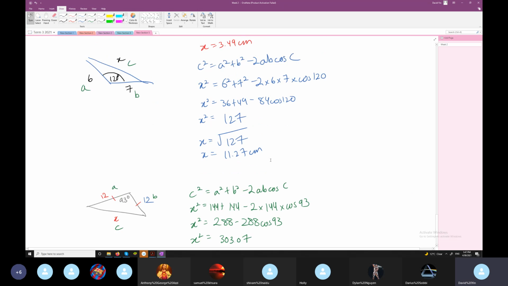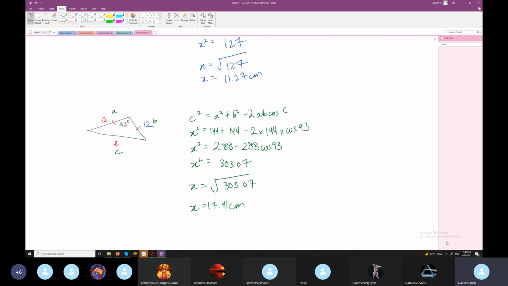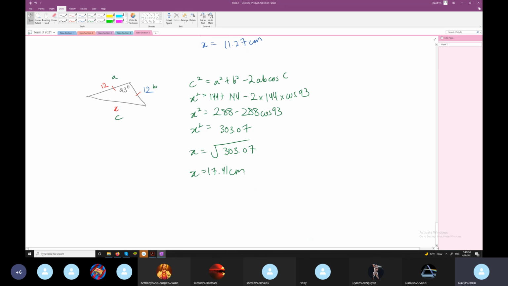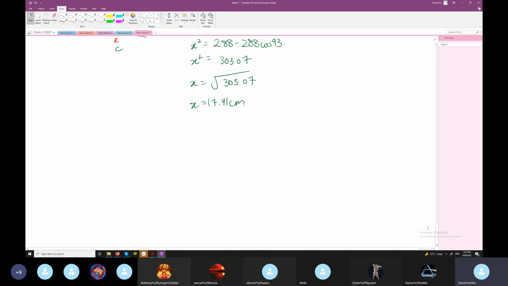So these ones, there's nothing too bad about this. It's just recognizing when to use the sine rule and when to use the cosine rule that is important. Sine rule: two sides, two angles. Cosine rule: three sides, one angle. Now let's look at using the cosine rule to find an angle.